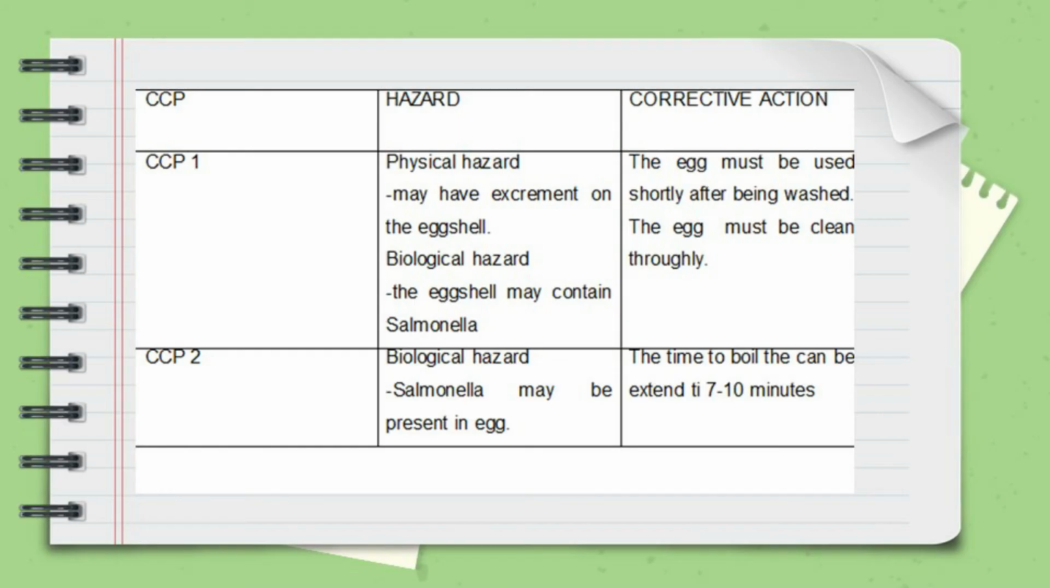The corrective action is that the egg must be used shortly after being washed. The egg must be cleaned thoroughly. Next, the time to boil can be extended to 7 to 10 minutes.